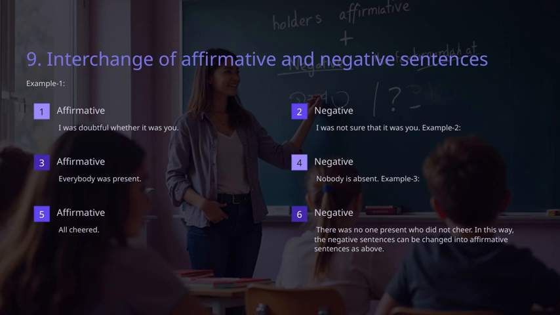The key point here is that negative sentences can be rephrased into affirmative sentences, and vice versa, to suit the emphasis or tone we want to convey. This technique is useful not only for clarity, but also for variety in our expressions. It connects to the overall theme of understanding sentence structures and how to manipulate them for effective communication.